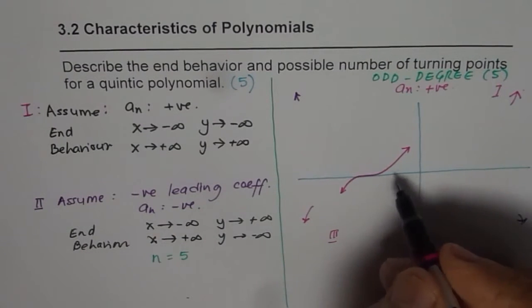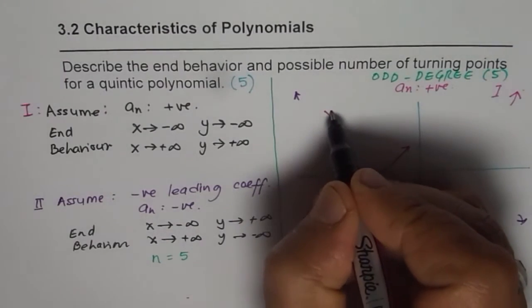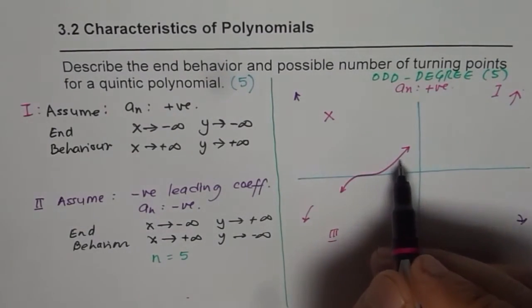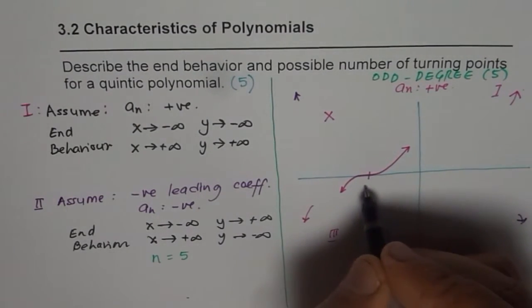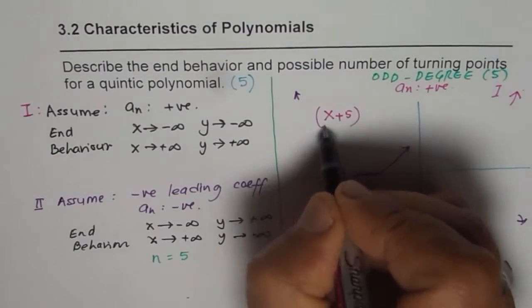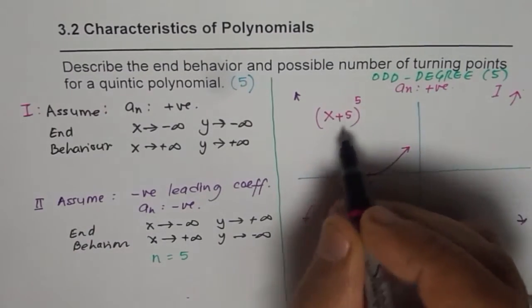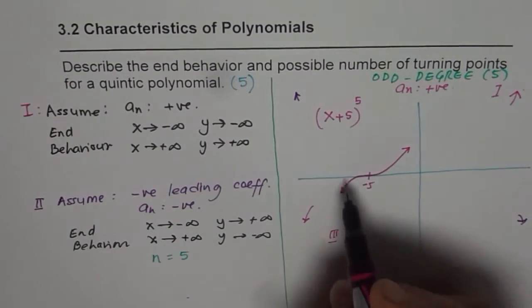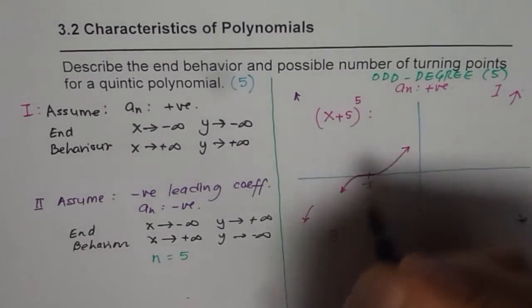So let me write kind of an equation for this. We are saying positive leading coefficient, and I've just moved this to, let us say, minus 5. So I could say this is x plus 5 to the power of 5. Is that okay? So it is a degree 5 polynomial, and the number of turning points are how many?